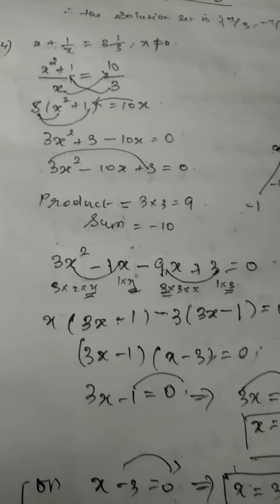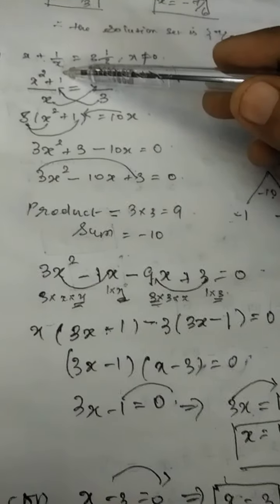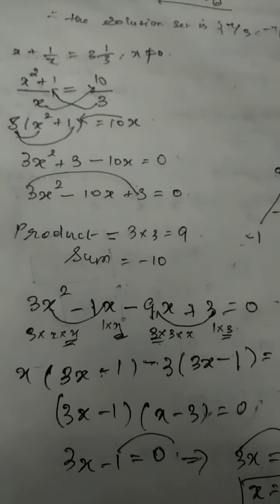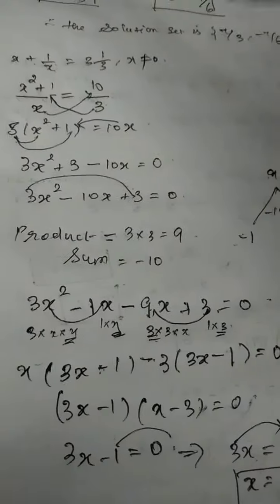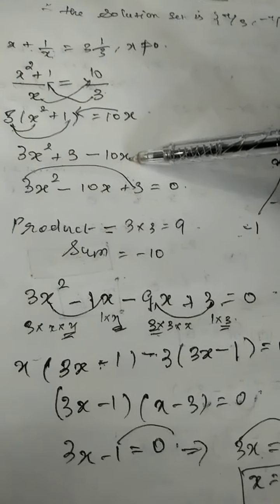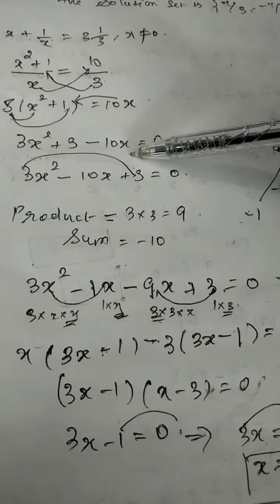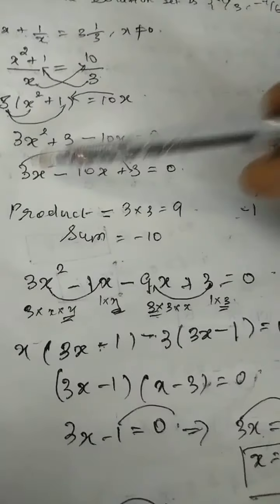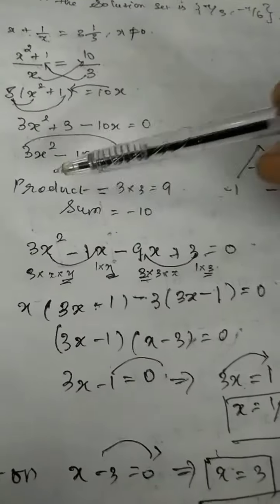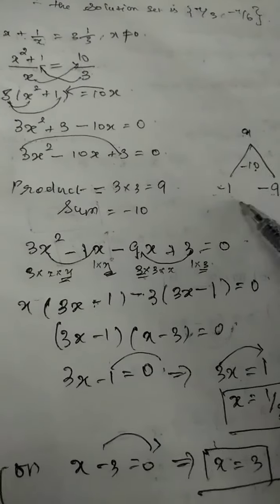If it is not given in the quadratic equation form, first we have to take the LCM on this side, and then we should do the cross multiplication. After you do cross multiplication, you have to multiply the numbers inside, you can get the quadratic equation. After you reach the quadratic equation, you can apply the sum product rule. If it is not a perfect square, with the first and the constant term, you can apply the sum product rule. So according to the rule, I have found the product and the sum. I found the two factors.